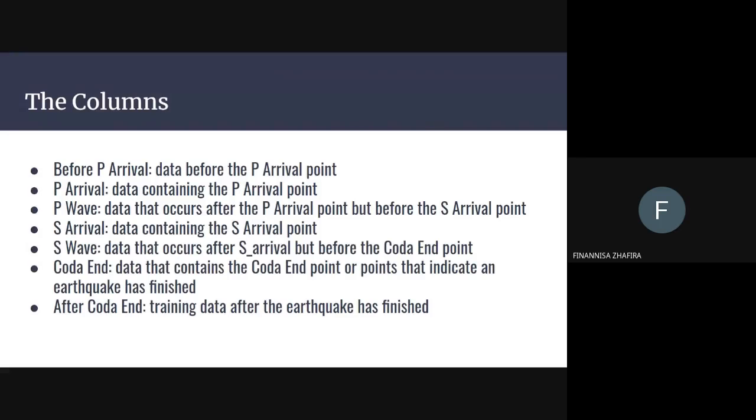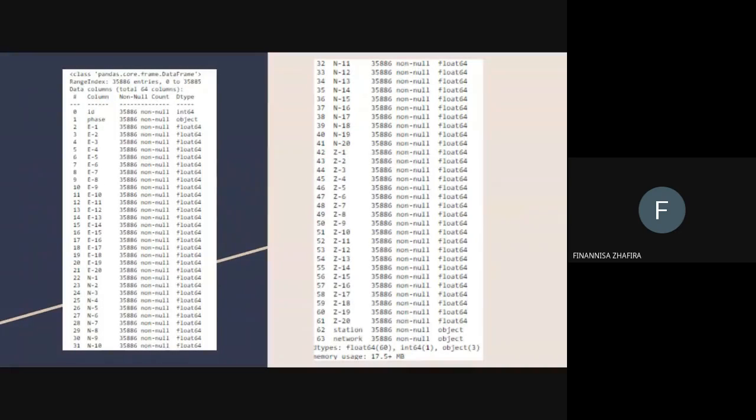Next slide. Okay, in this slide we can see that the data mostly consists of float data types, and the ID itself uses an integer data type. We also got object data types in station and network, which we will adjust in the data processing later. Next slide.